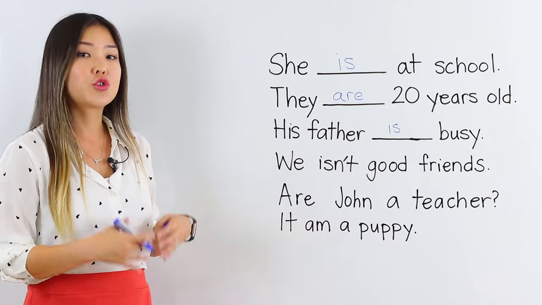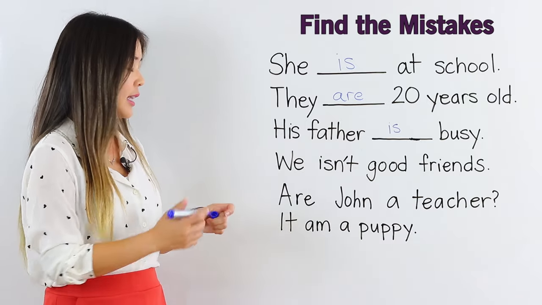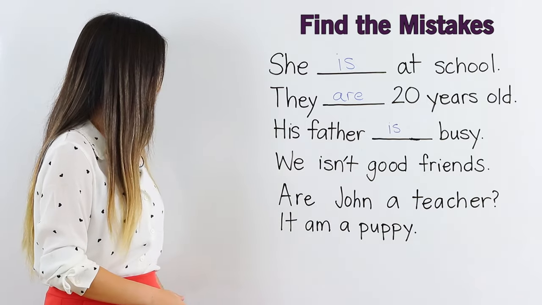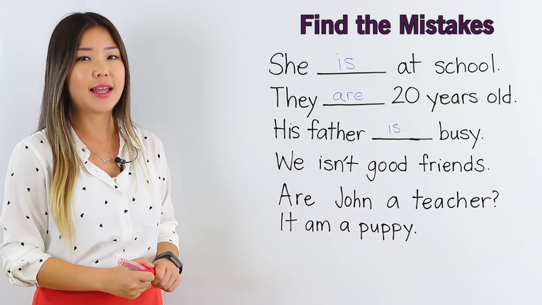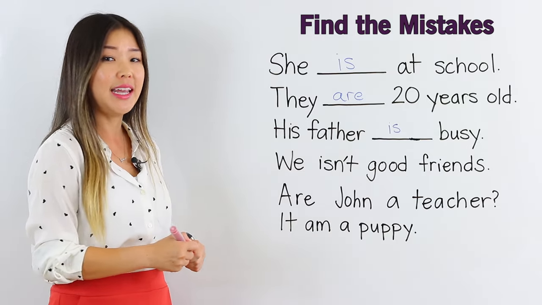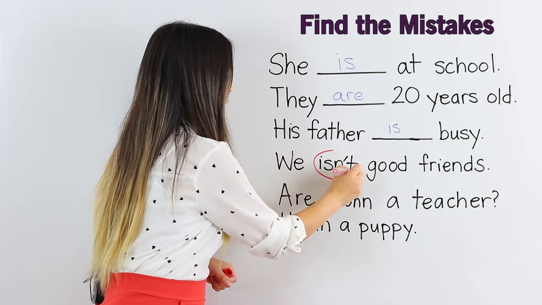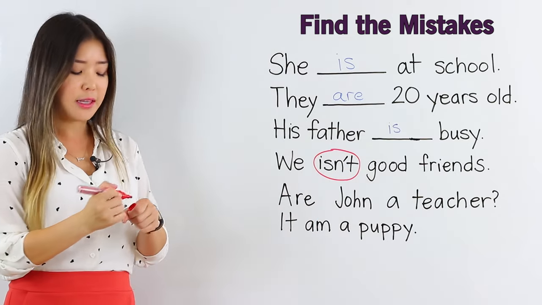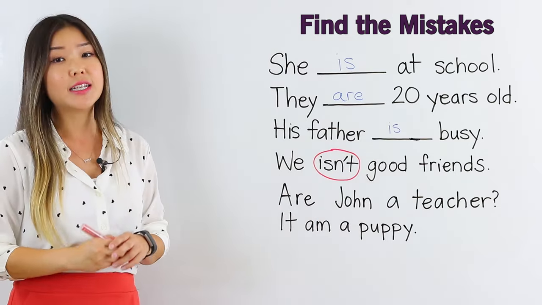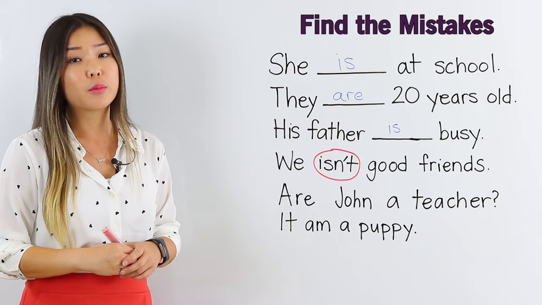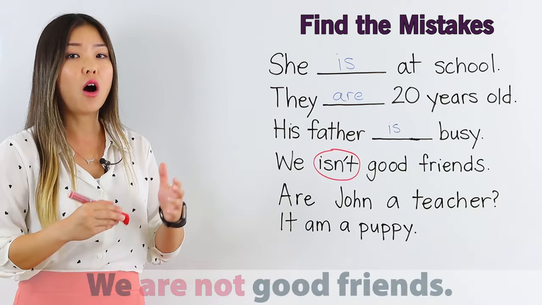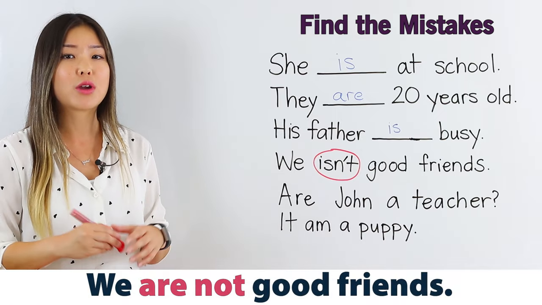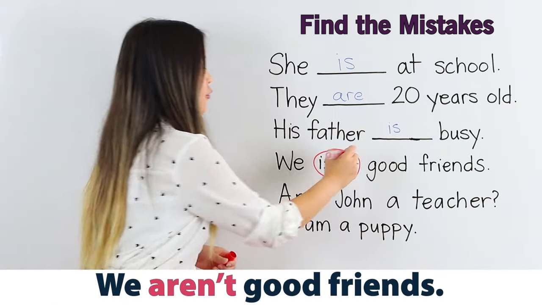Now, I want you to try to find the mistakes in this sentence. We isn't good friends. Did you find the mistake? This is the mistake. The subject is we, and the be verb is are. Therefore, the correct answer is we are not, or the contraction we aren't, good friends.